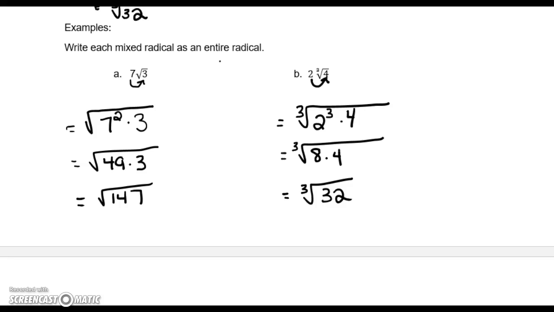But that is everything here for this video. So just to recap what we did here, we talked about the different parts of a radical. So we introduced some new terminology. We talked about the 2 different types of forms, and we've also looked at how to convert from mixed radical to an entire radical form.